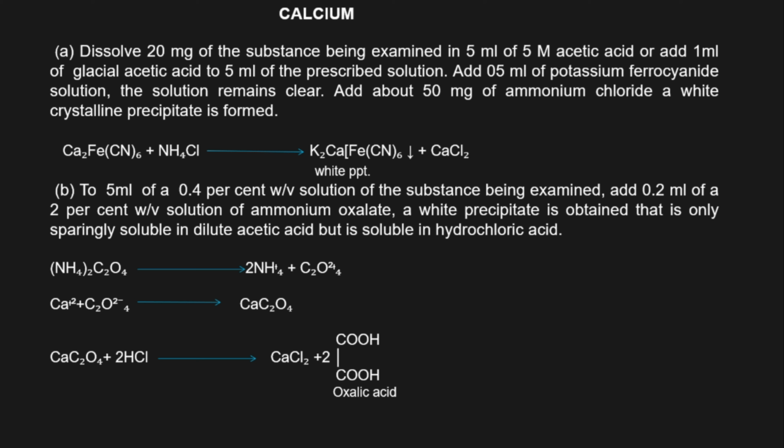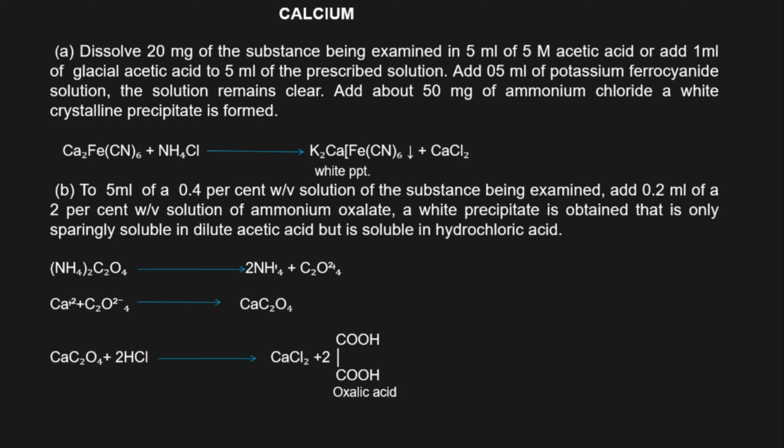To 5 ml of a 0.4% weight by volume solution of the substance being examined, add 0.2 ml of a 2% weight by volume solution of ammonium oxalate. A white precipitate is obtained that is only sparingly soluble in dilute acetic acid but is soluble in hydrochloric acid.